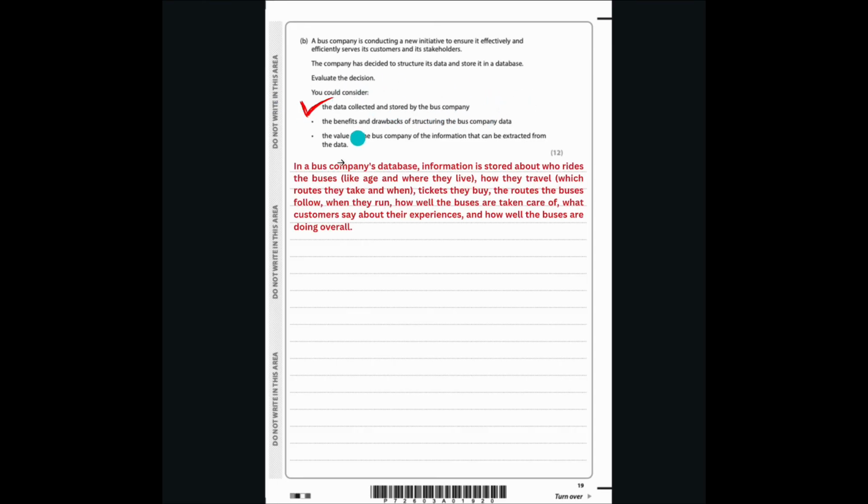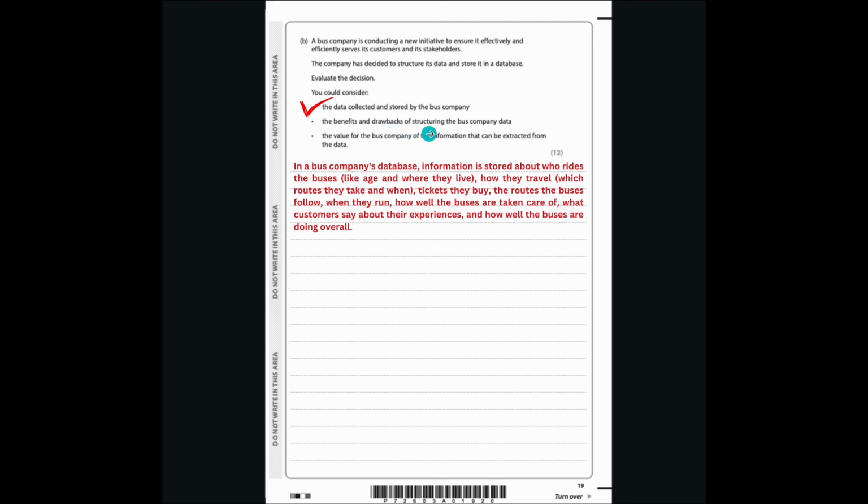So the answer for this is, in a bus company database, information is stored about who rides the bus, right? Like the name, age and where they live, similar to that. How they travel, which route they take and when. I already mentioned how they travel, that means which road they take and when the bus will start. Tickets they buy, right? The total number of ticket sales on that particular bus, the route the buses follow, when they run, similar to that.